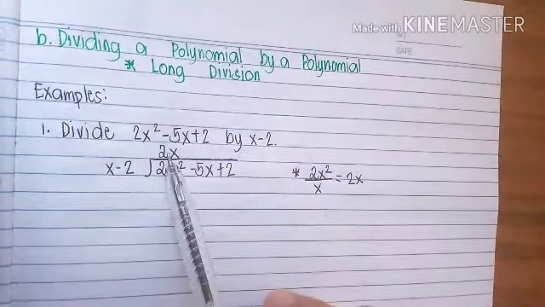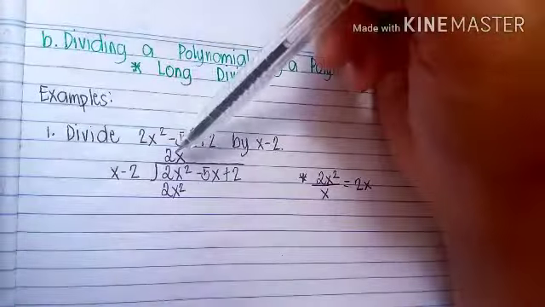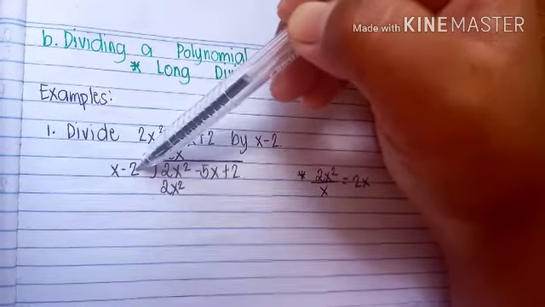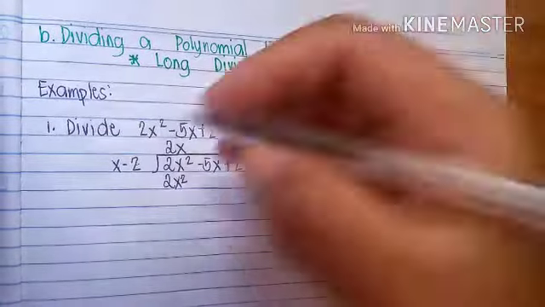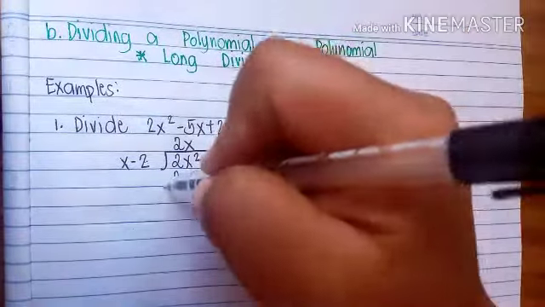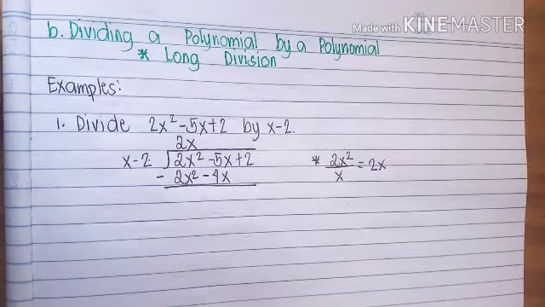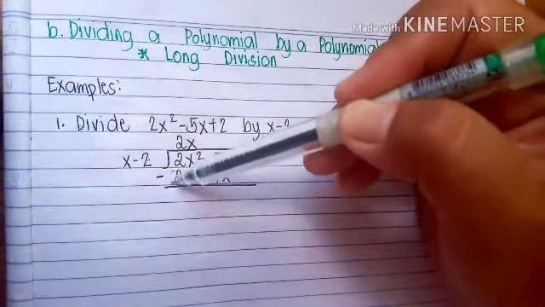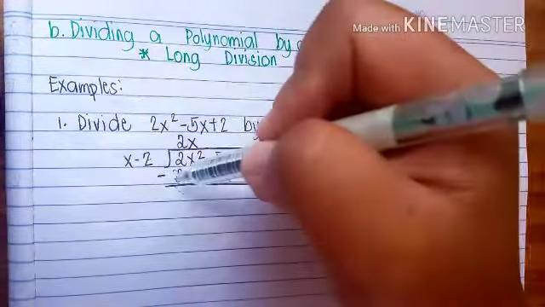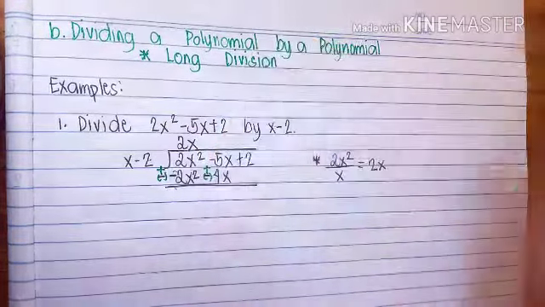If we're gonna multiply 2x times x, that would be 2x squared. We also multiply 2x times negative 2 since it's included in our divisor. So 2x times negative 2, that would be negative 4x. Now in the rules of subtracting integers, we're gonna change the sign of the subtrahend. So since this is the subtrahend, we change the sign from negative, that would be plus, and from positive, that would be negative, and of course we proceed now to addition.